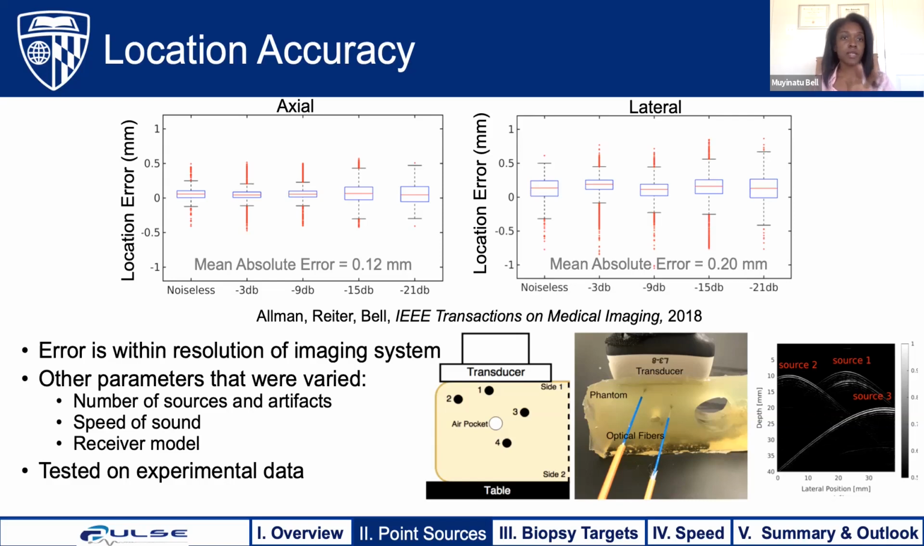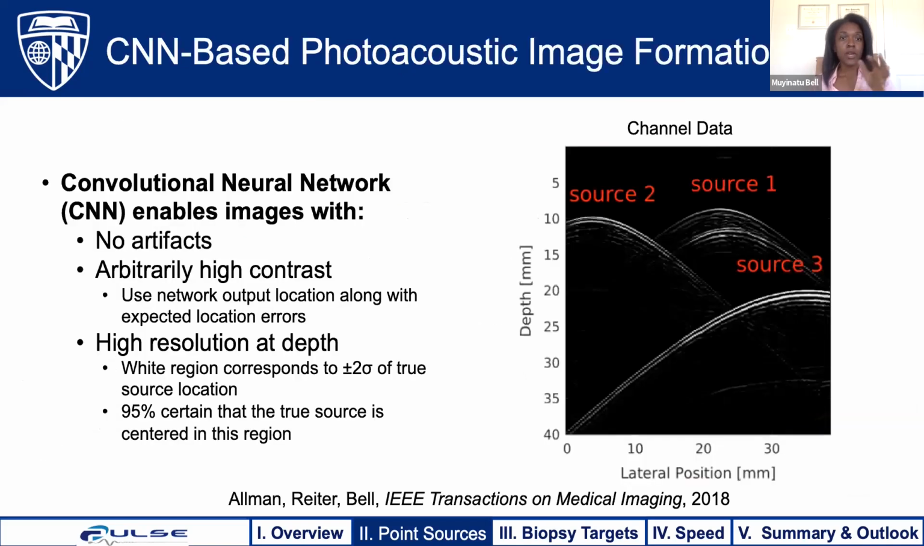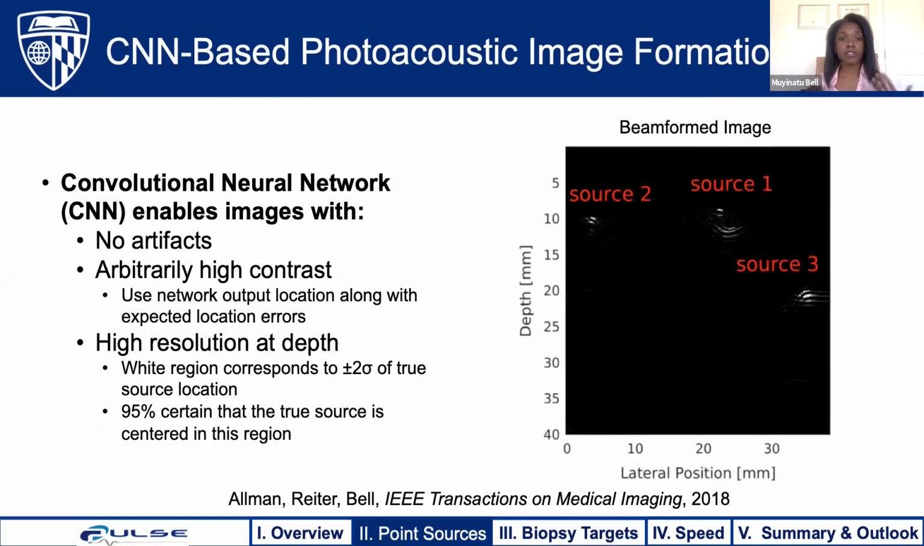But when we zoom in on this channel data results, although 3 sources were illuminated, we know that 3 sources were illuminated because we selectively illuminated them. Notice that there are 4 wavefronts in the image. And then when we apply the traditional mathematical models to create a beamformed image, it looks as if there are 4 sources in our beamformed image.